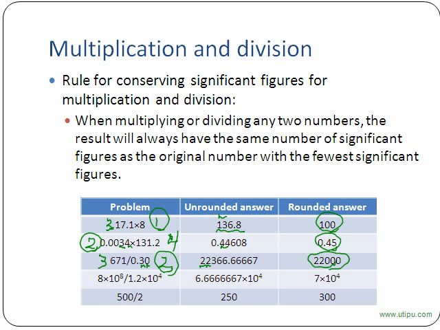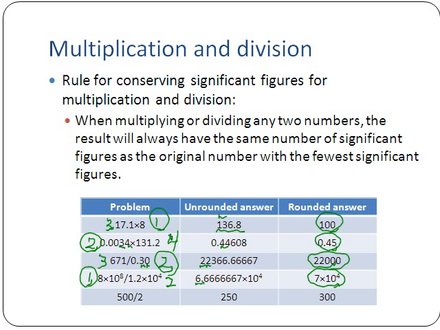Okay? On our next one, 8 times 10 to the 8th. Well, that only has one significant figure. 1.2 times 10 to the 4th has 2, so that means that we're going to only have one significant figure here. So we're going to round our unrounded answer, 6.6666667 times 10 to the 4th. We'll only round to the first one here. Since the next digit is a 6 there, that's going to round up, so we get 7 times 10 to the 4th. Our last one, 500 divided by 2.